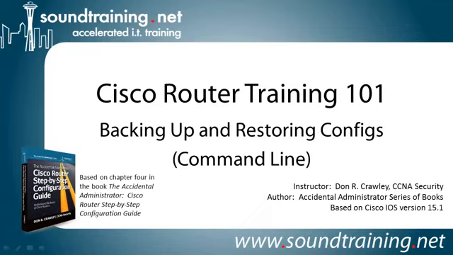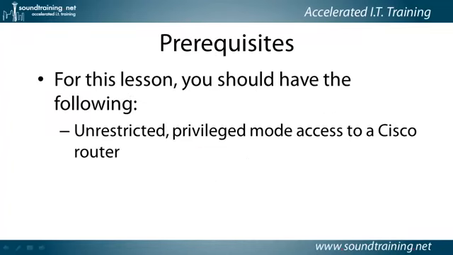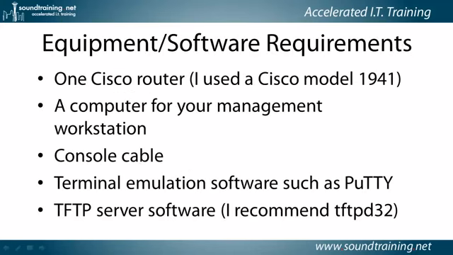The software that I'm using is Cisco iOS version 15.1, but the procedures that I'm going to show you have been around for a long time, and so pretty much any version of the Cisco iOS should work with these procedures. Prerequisites for this lesson: you'll just need unrestricted privilege mode access to a Cisco router. Equipment software requirements: one Cisco router. I'm using a Cisco Model 1941, but again, the procedures I'm going to show you have been around for a long time, so I'm going to say any Cisco iOS-based router should work.